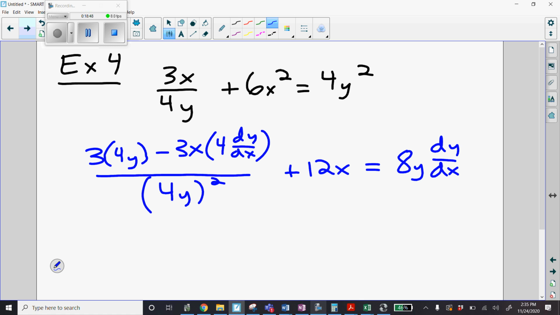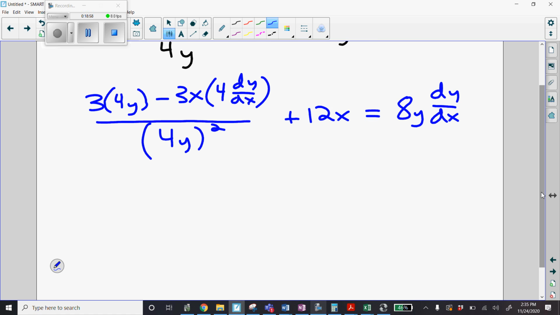Okay. Now again, if I have to solve for dy/dx, I'm going to have to do quite a bit of simplification here. Let's just take this thing one step at a time. What I'm going to have on top, I'm going to have 12y minus 12x dy/dx over quantity 4y squared is really 16y squared.